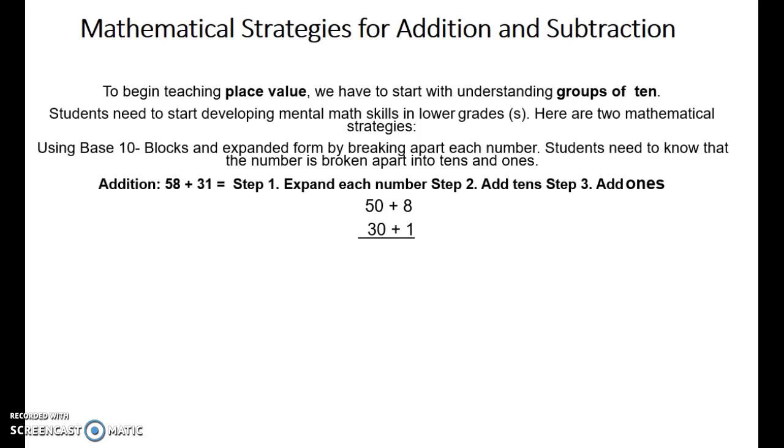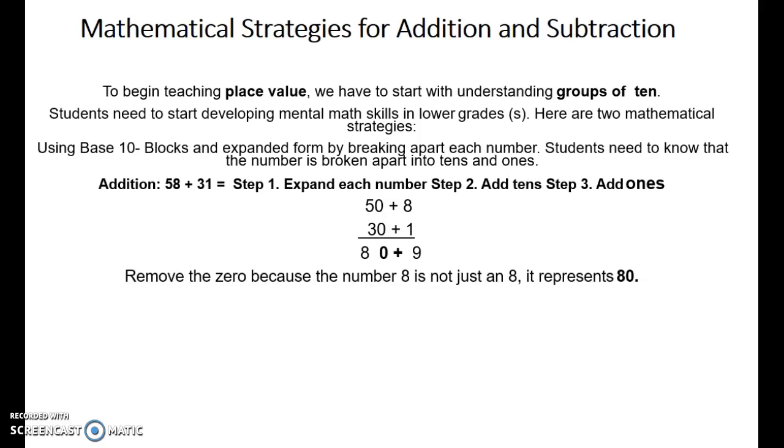I do the same for 31. 30 plus 1 is 31. My answer is 89. Notice I kept the 0 in, and just so students know, this is the 10 place. I'm going to then remove the 0 because the number 8 is not just an 8. It really represents 80.